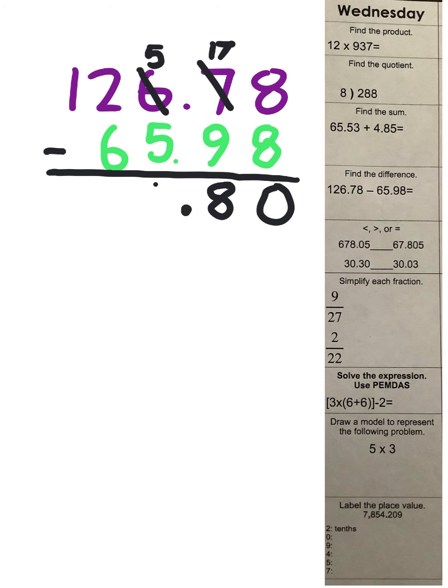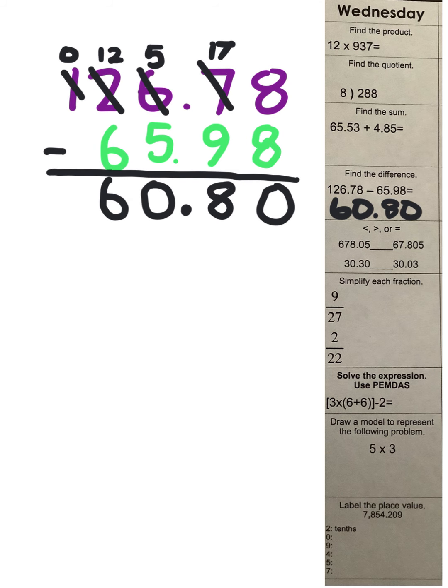5 minus 5 is 0. Here, I'm going to have to regroup again. I'm going to make that 1 less and that 2 a 12. 12 minus 6 is 6. And I see my final answer here is 60 and 80 hundredths. I could also write this difference by saying 60 and 8 tenths. Those answers would be the same or equal.